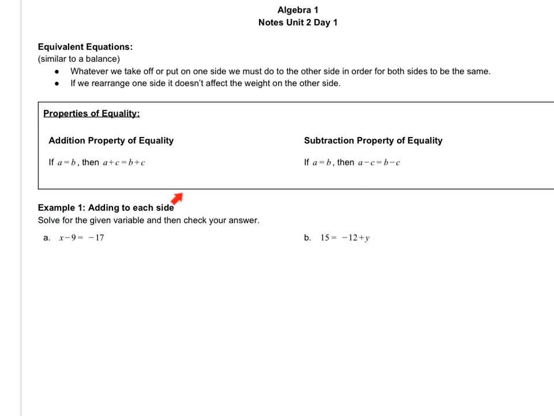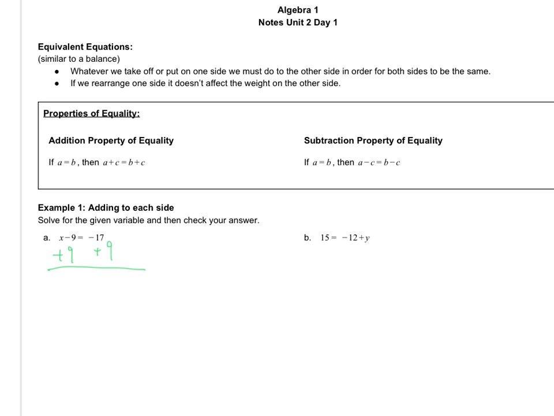If we take a look at example 1, we have x minus 9 is equal to negative 17. What we want to do is solve for x. Since we are subtracting 9 from both sides, what we want to do is make that 0. So the opposite of subtracting would be to add. So I'm going to add 9 to the left side. And if I add 9 to the left, I have to also add 9 to the right side.